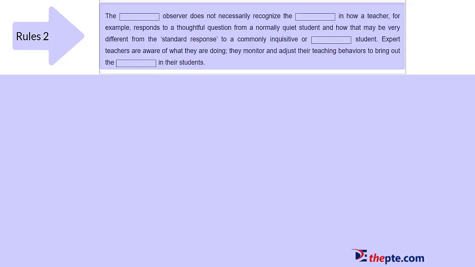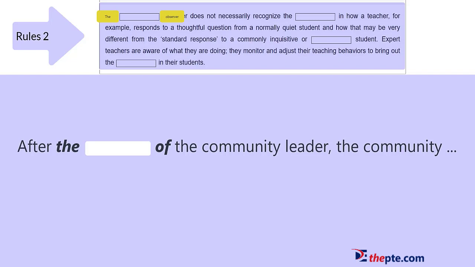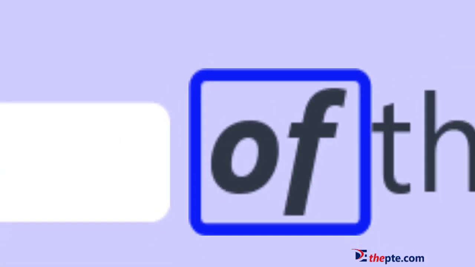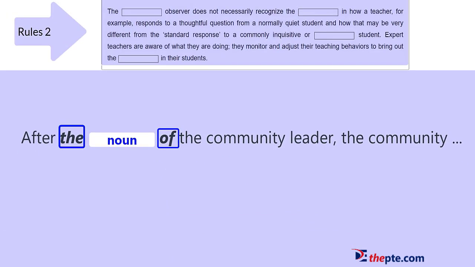Now, rules related to the words before and after a gap in the text. So the first thing that you need to do is to look at the words before and after a gap. If, for example, you have the, the, before a gap and of, of, after it, then you need a noun in the gap.